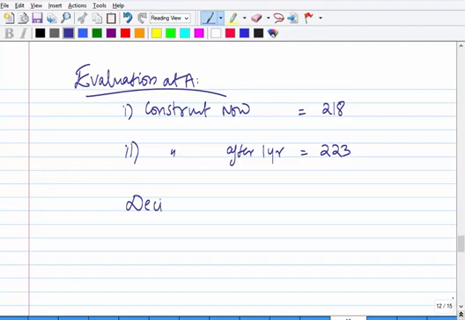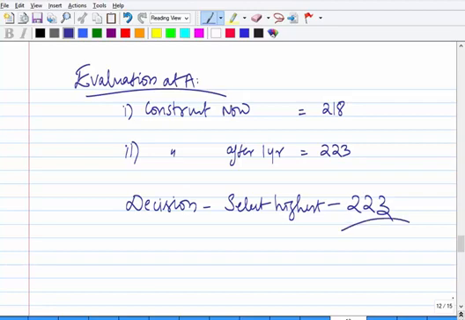Decision is simple. Select highest. It means if you're going to construct after 1 year, you will get cash flow as of present value as 223. So if someone is ready to take this land now, they should be paying 223. So that's how we derive the value of this land. Okay.